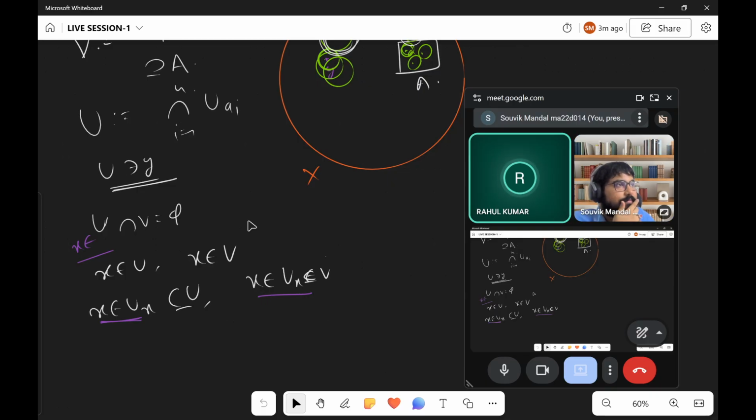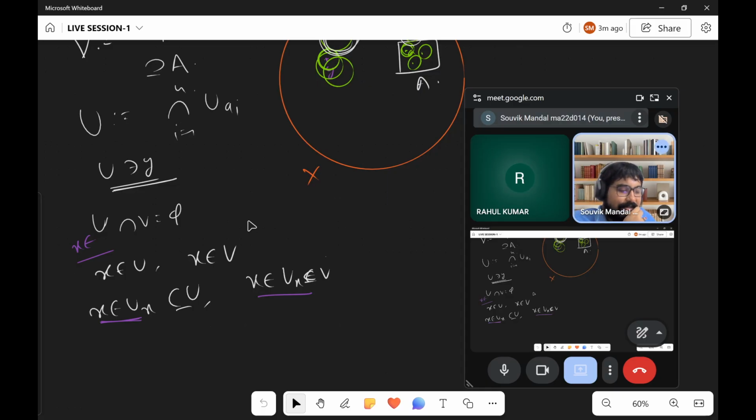Okay, sir. Now I understand. They tell about two distinct points, but here it is a single point. Correct. So it has nothing to do with the Hausdorff property, right? Yes, sir, I understood. Now tell me how to show that U intersection V must be empty. That means you have to assume that U intersection V contains at least one point, and from that you have to come up with some contradiction. Think about it. Take your time.